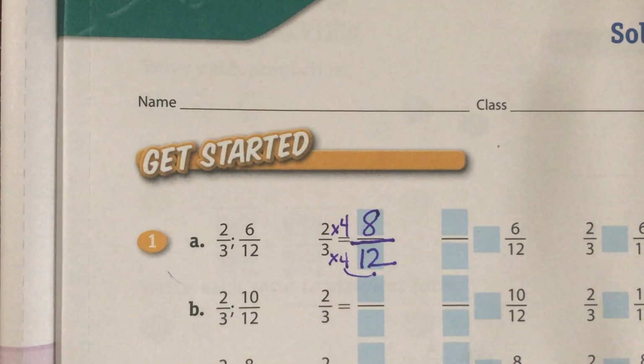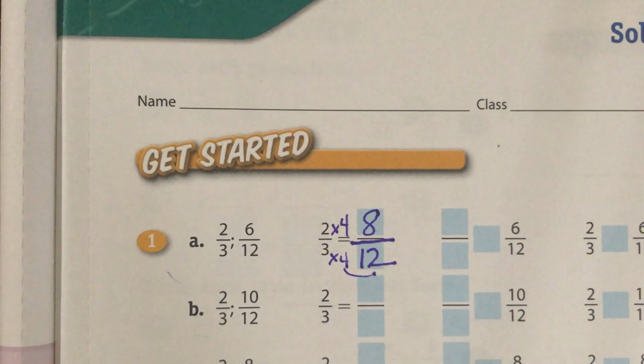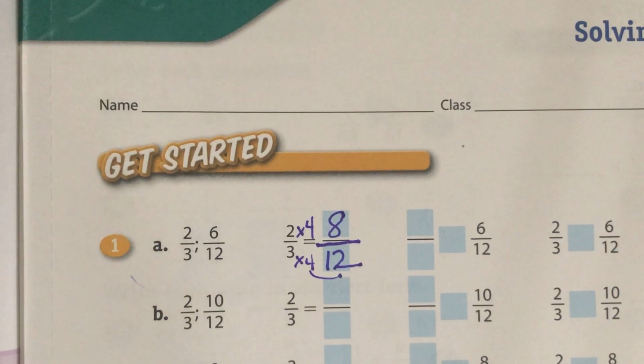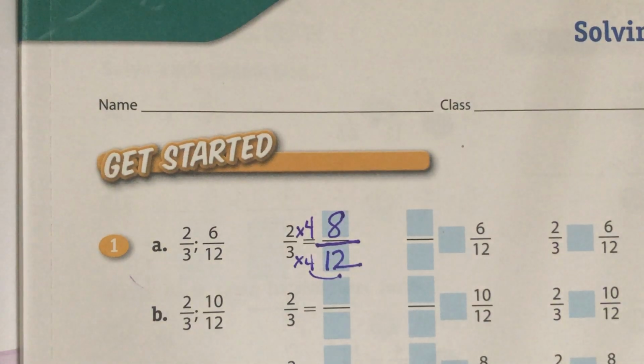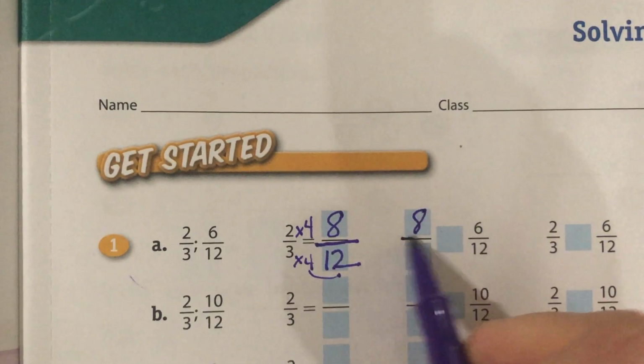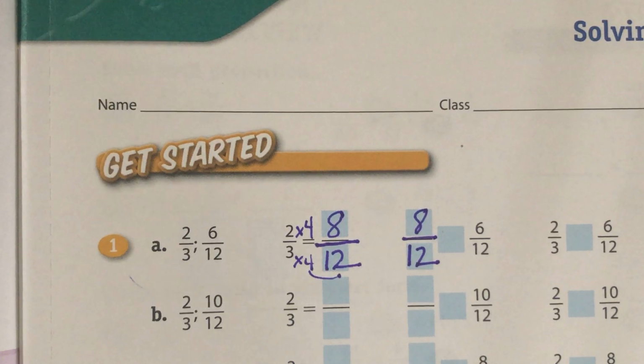So I have to compare these 2 ratios. But the only way I can do it is if their denominators are the same number. So now we have 2 ratios that have the same denominator. We have 8/12 and 6/12, or 8/12, 6/12.